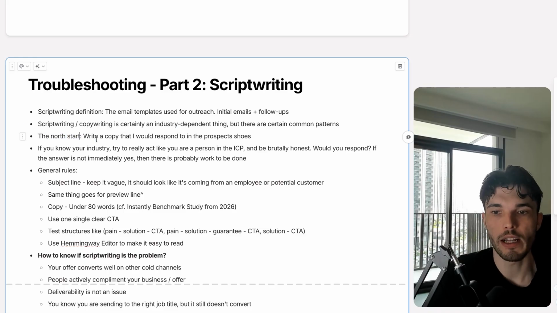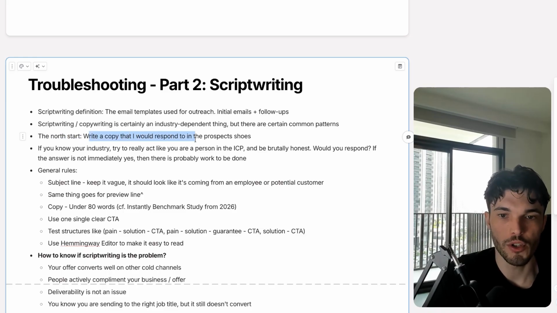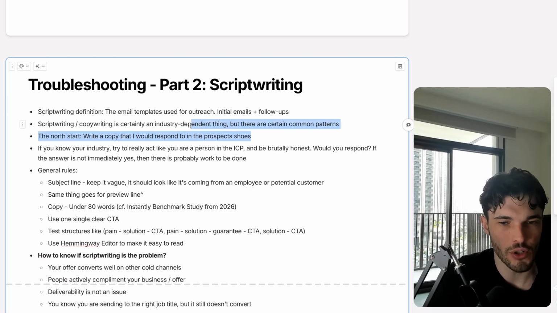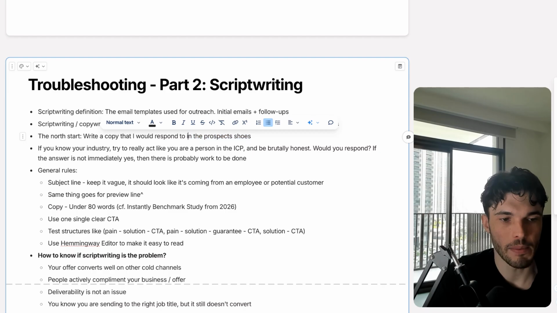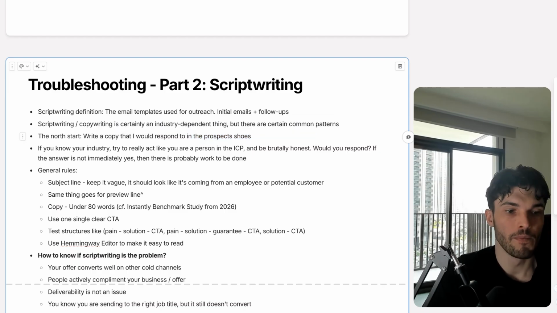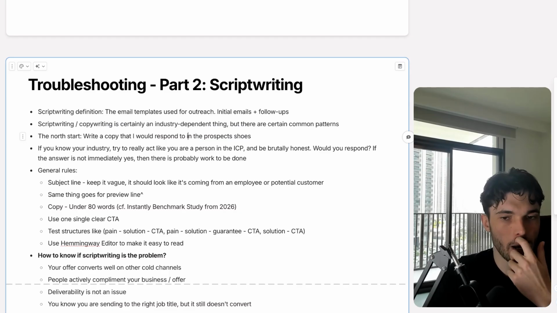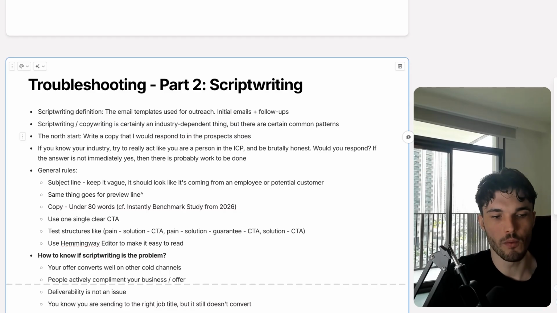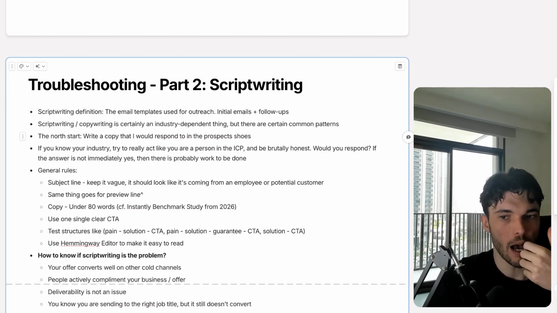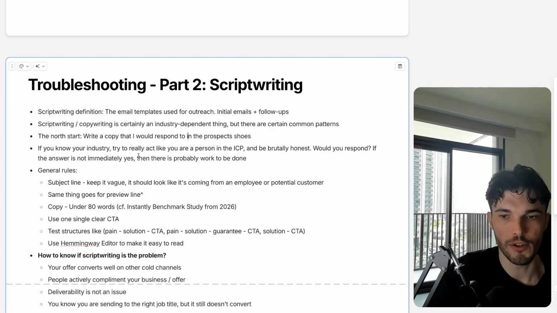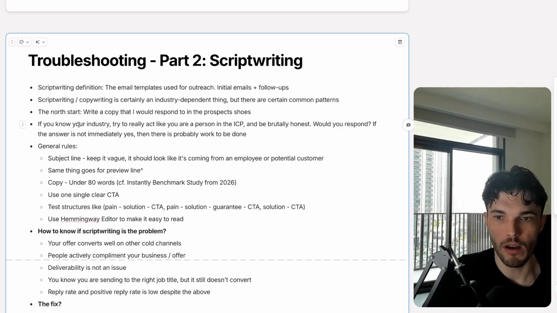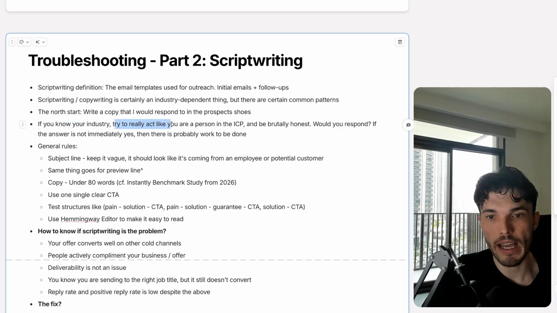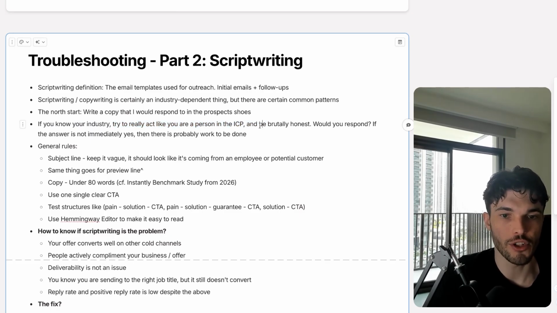The North Star is basically: write a copy that I would respond to in the prospect's shoes. So again, it comes back to knowing your prospect and the exact ICP, even down to what age group is my ideal customer profile usually, and is it men or women primarily? What is the exact person that will buy from me, and can I write a copy that they would respond to? If you know your industry, try to really act like a person in the ICP and just be brutally honest with yourself. Would you respond? And if the answer is not immediately yes, then there's probably work to be done on your script writing.